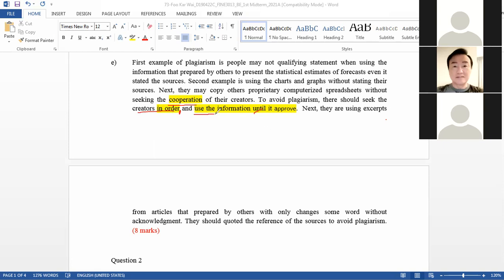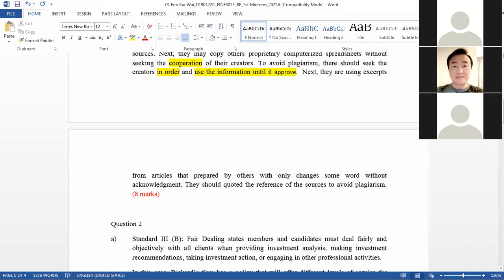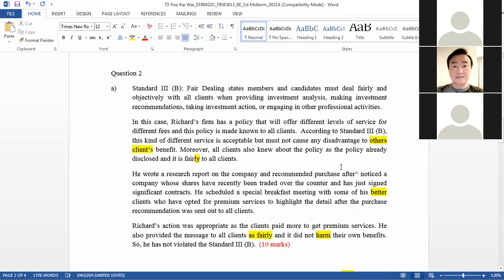Wow. Do you know what you're saying here? That means you can use the information until it is approved. What do you mean? Unless, right? Unless it has been approved. But this question is asking for examples, right? So I still give you full marks, 8 marks. Right, so question 2A, 10 out of 12.